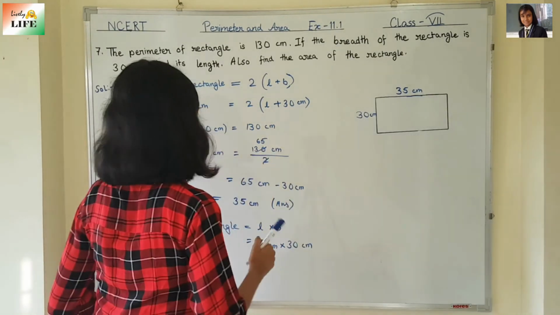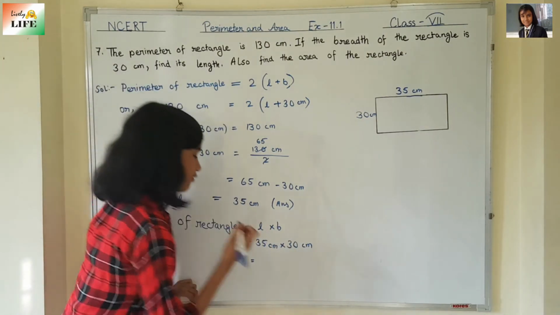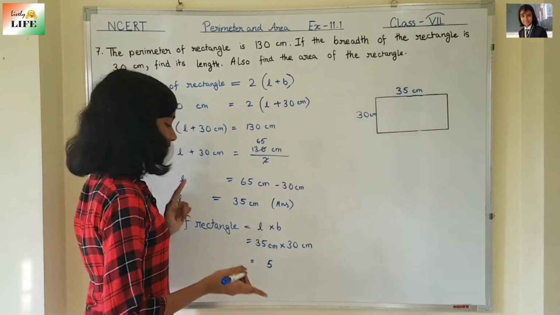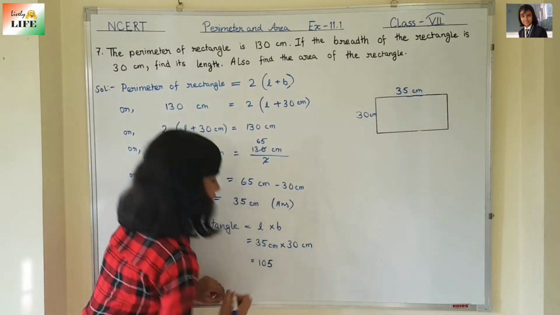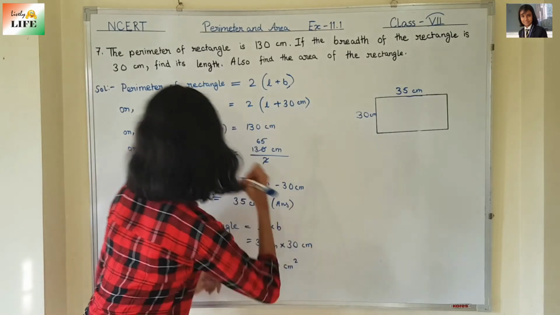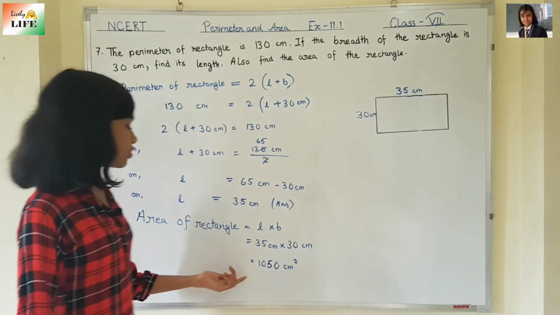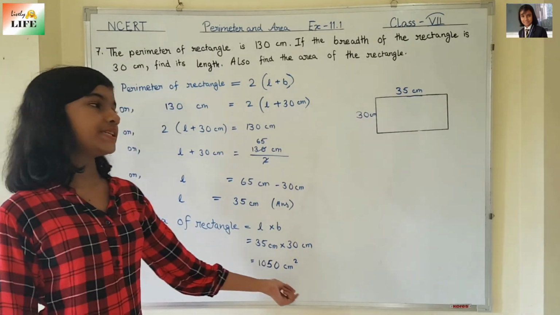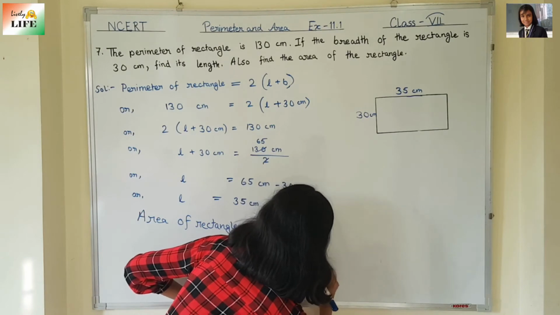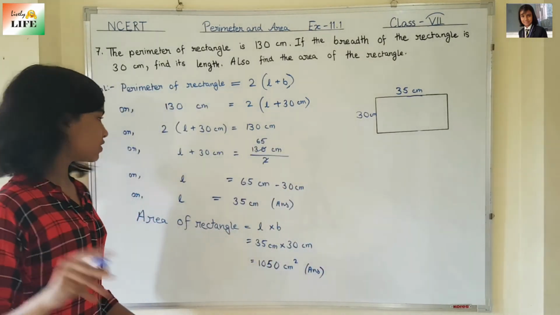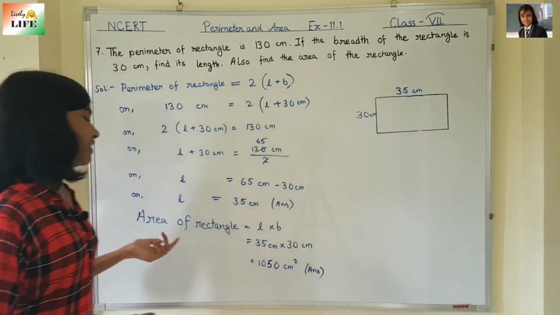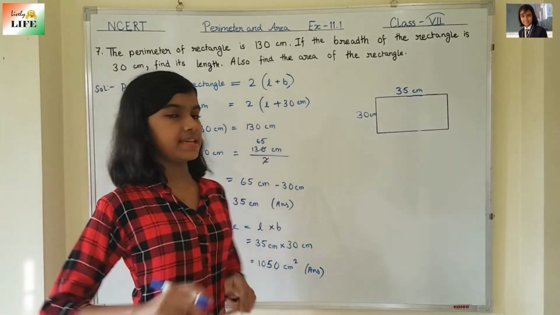Now 3 5s are 15, 3 3s are 9 and 1 is 10, 105, and there is 1 zero, right? Centimeter square, that is area, square. So 1050 centimeters square is the area of this rectangle. Okay, so the length is 35 centimeter and the area is 1050 centimeters square.